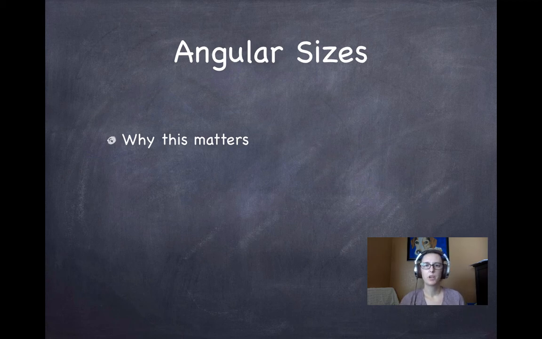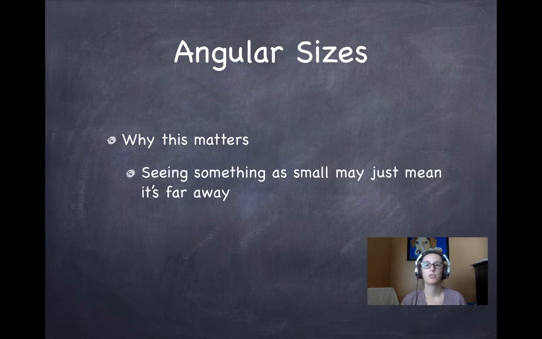In this activity, we're going to take a look at what's called angular sizes. So first off, why does this matter and what is it? The angular size of an object corresponds to how big it seems in your view. Essentially, if we see something as small, that doesn't necessarily mean it's actually small. It could mean that it's far away.